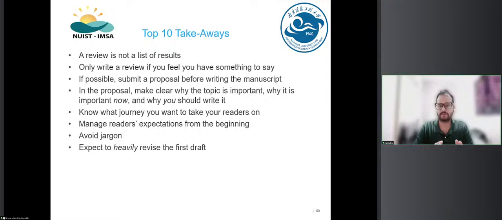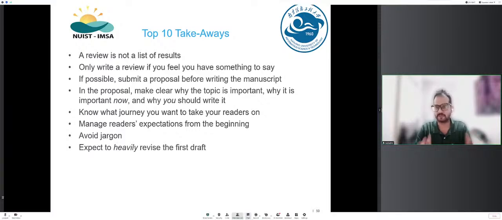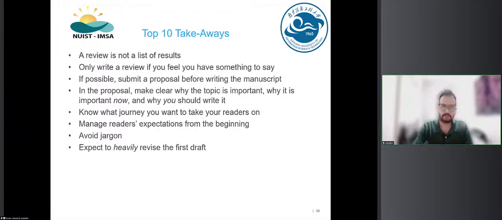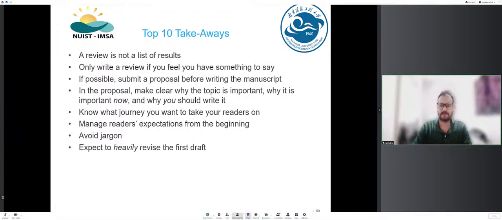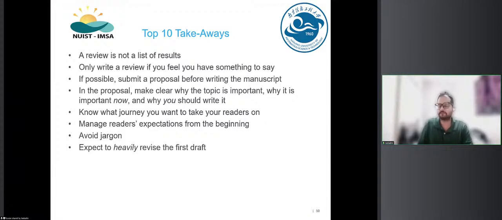And if you submit a garbage version of your paper, it's going to be rejected. And when it's rejected multiple times, you lose your motivation. So the first draft should be heavily revised. You should be ready for that. You should never submit the first draft. You should submit the improved draft that can be improved 5 to 6 times for sure.